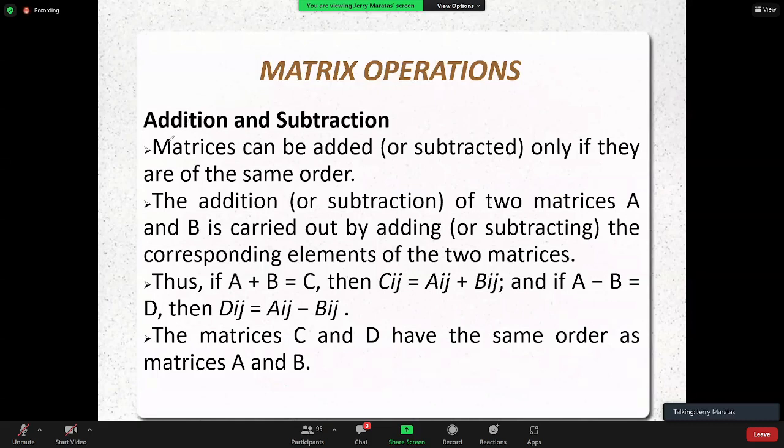We are now at matrix operations. I think we have already discussed this slide, for the addition and subtraction. Again, the point here is you can only add or subtract two matrices if they are of the same order or the same size. A 2 by 2 matrix can only be added or subtracted to a 2 by 2 matrix, or a 3 by 3 matrix to a 3 by 3 matrix. The size of the resulting matrix must also be the same as the sizes of the other two matrices.